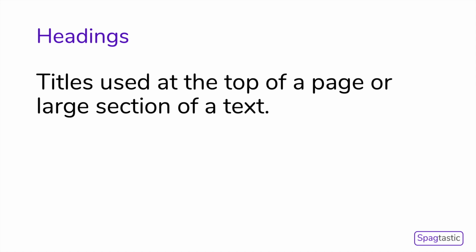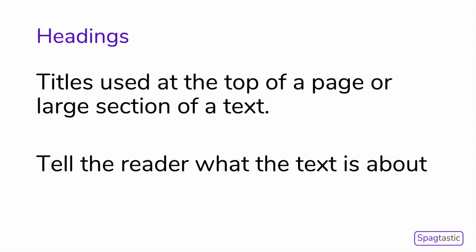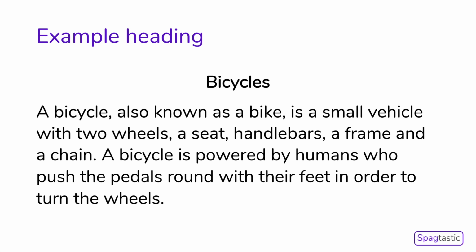The first layout device that we are going to learn about is headings. Headings are titles used at the top of a page or large section of a text. They tell the reader what the text is about. Here you can see that the heading for this text is bicycles. It appears at the top of the text and it makes it easy for the reader to see what the text is about.